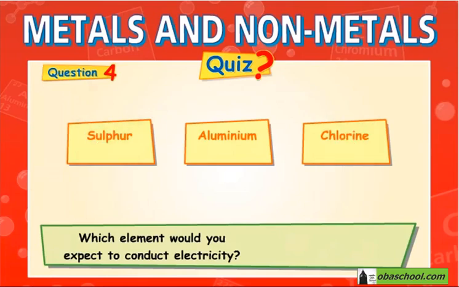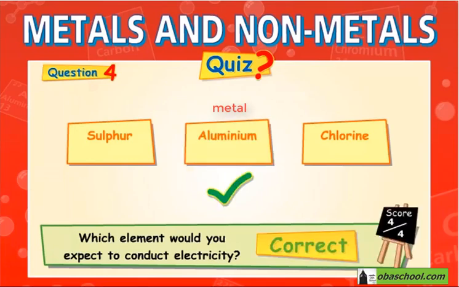One choice is left, aluminum. Aluminum is located to the left side of the periodic table. It's a metal, and it conducts electricity. So the correct answer is aluminum, because all metals conduct electricity.